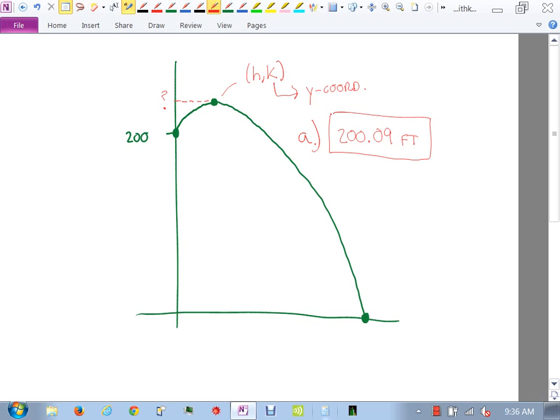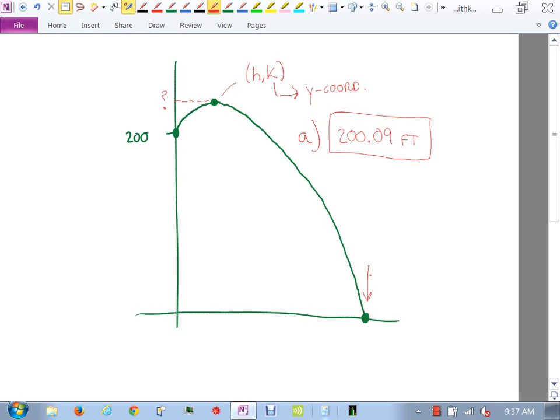The highest point that the bomb reached was 200.09 feet. So it didn't go up much further, but it did. And then it started its journey down. Now, the next question was how long until kaboom, right? So that should be a time. And that's going to be our x-intercept, right?